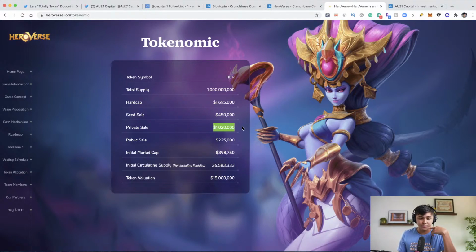Private sale. Okay, so they're giving a private sale to around 1 million. Public sale, this is the people like us, the commoners. You probably have to have KYC. So in the United States, you probably are not going to be able to get into this. Initial market cap, 398,750. And we'll talk a little bit about comps later, comparisons between this game and something that's a little bit similar. You can say like Candy Crush, but we'll go into more about that.